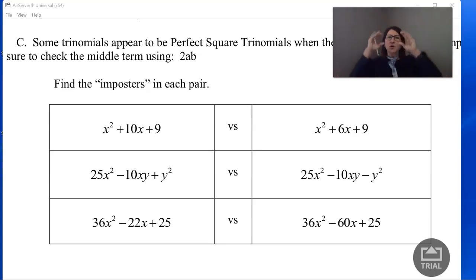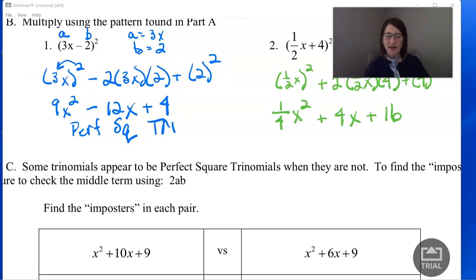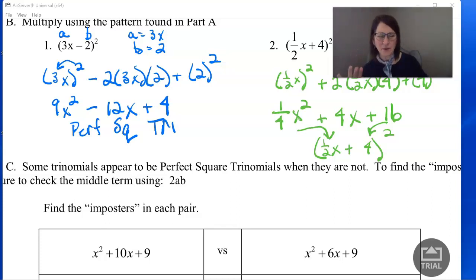Okay, so if you take your perfect square trinomial, let's go back to the one we just did, okay? And so this one in green. And so I would create my parentheses raised to the second power. I take the square root of 1/4 x squared, that's 1/2 x. I take the square root of 16, which is 4, and I put a plus. Okay, that gets us right back where we started. But let's say we didn't know that.